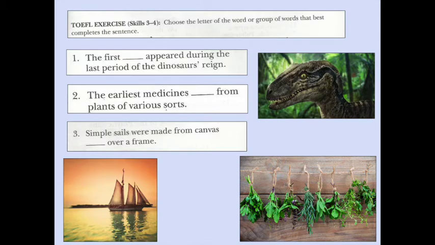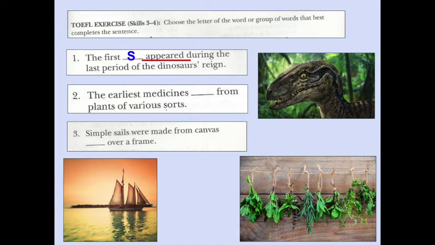Number 1. The first appeared during the last period of the dinosaurs' reign. Do we see a subject? No, we see a verb though. Appeared is a verb. So we have a verb, but we do not have a subject. That means that our answer will need to be a subject.